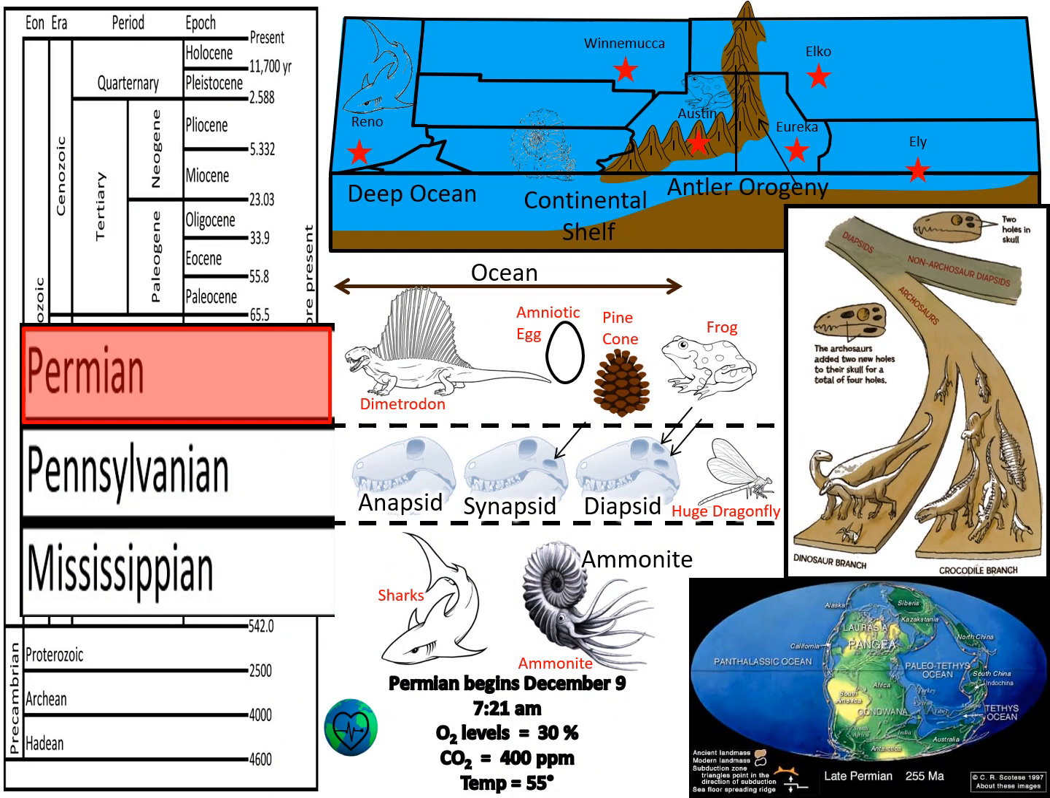It is now December 9th at 7:21 a.m. and we are at the beginning of the Permian. By the earliest part of the lower Permian, the climate became dry and arid. It was during this time that the full terrestrial amniotic egg developed.